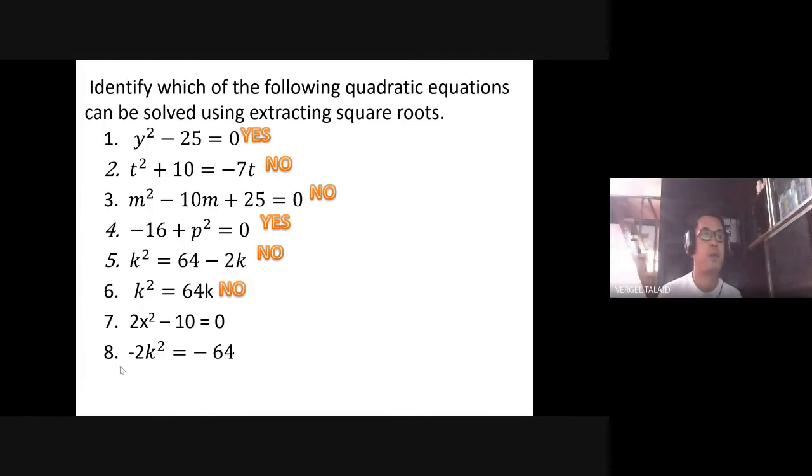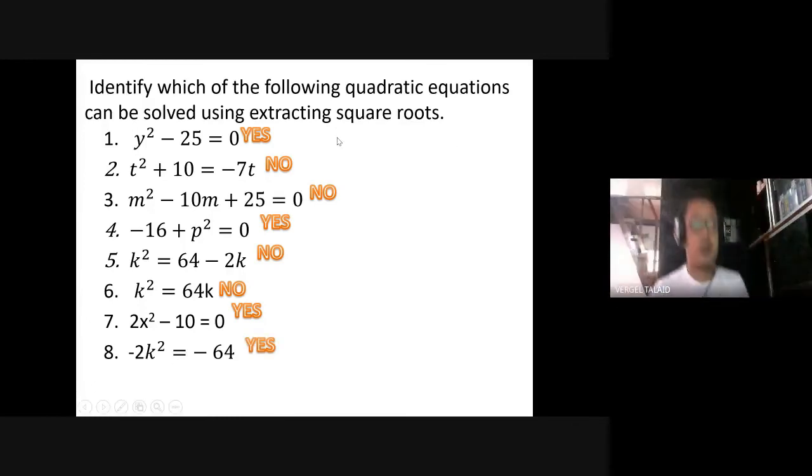That is no. For number 7, 2x squared minus 10 is equal to 0, still you have here a quadratic term and a constant. So the linear term is missing. So this can be solved using extracting square roots. So the answer is yes. For number 8, negative 2k squared is equal to negative 64. Still, k is missing, or the b. So therefore, this can be solved using extracting square roots. So the answer is yes.